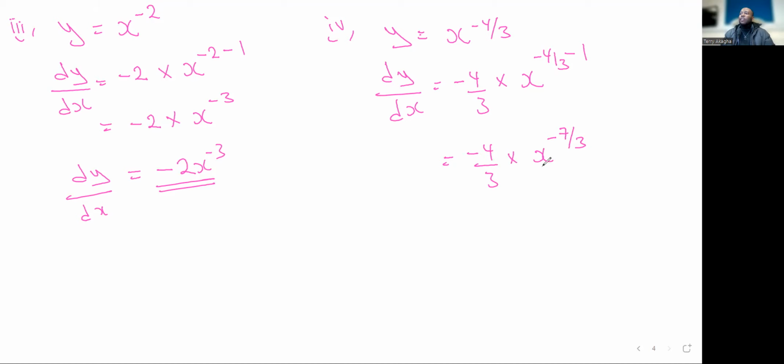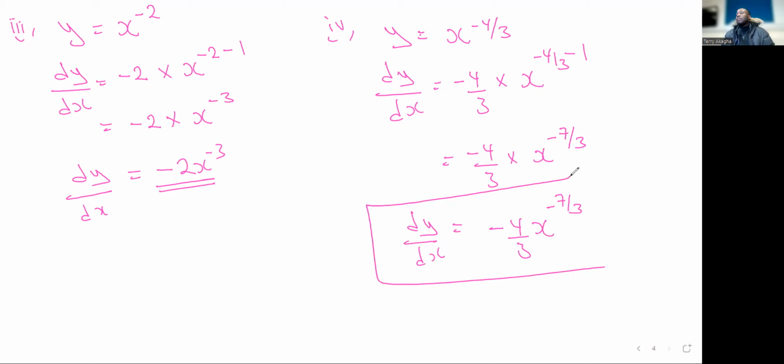Okay, if you press your calculator, then you multiply this, and the answer is going to become minus 4 over 3 x raised to the power what? Minus 7 over 3. And that will be the dy over what? dx. Okay, and that is the answer for that. All right, good. So let me give you some exercises to try.